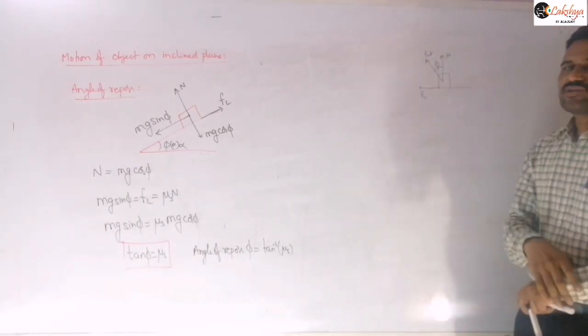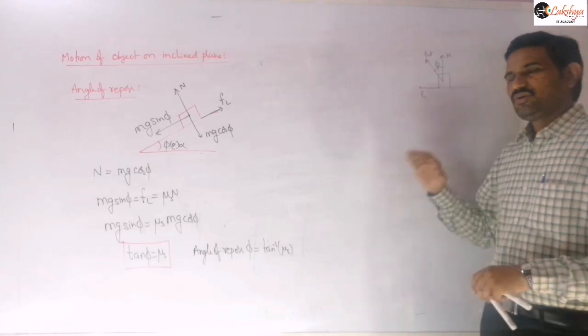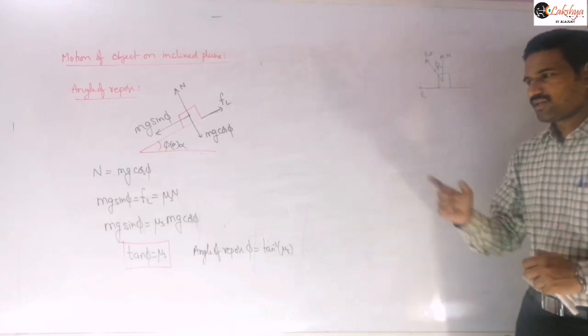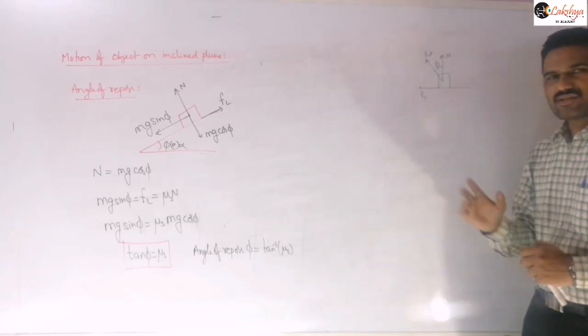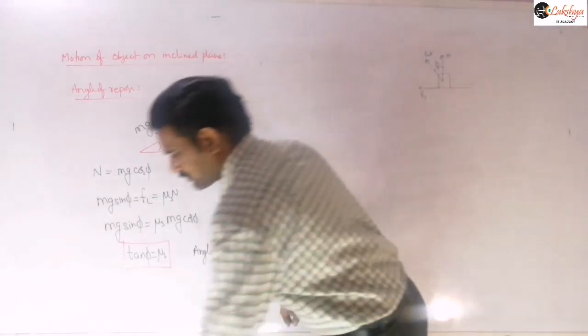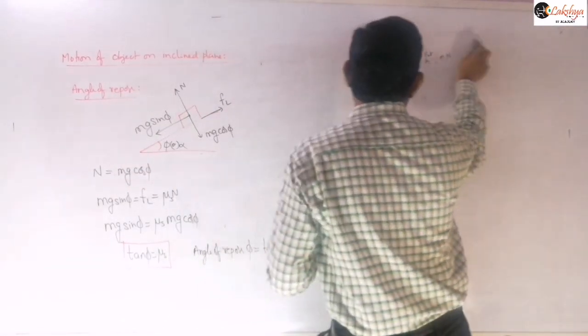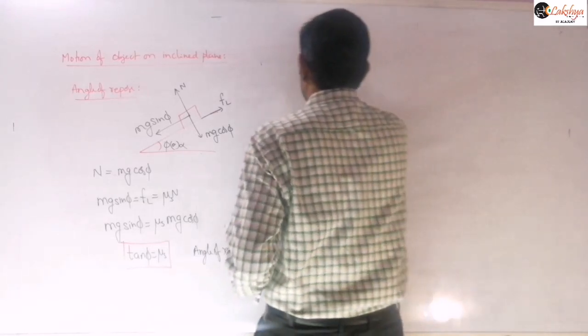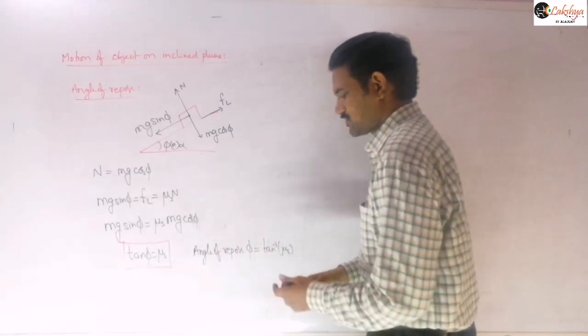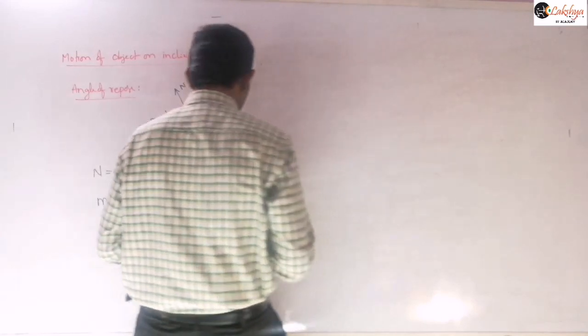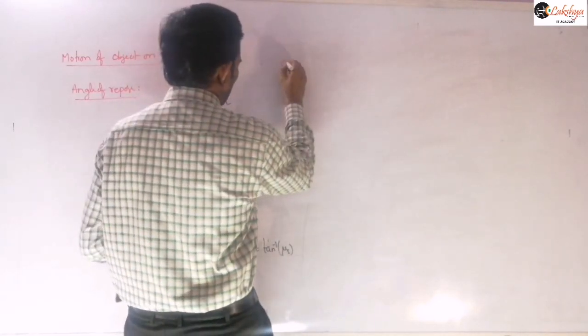So for this angle of friction also we write tan phi is equal to mu s, and here also we are writing that tan phi is equal to mu s. That means they are numerically the same, right? And next, let us discuss the possibilities here. Suppose I am taking this case 1 here.